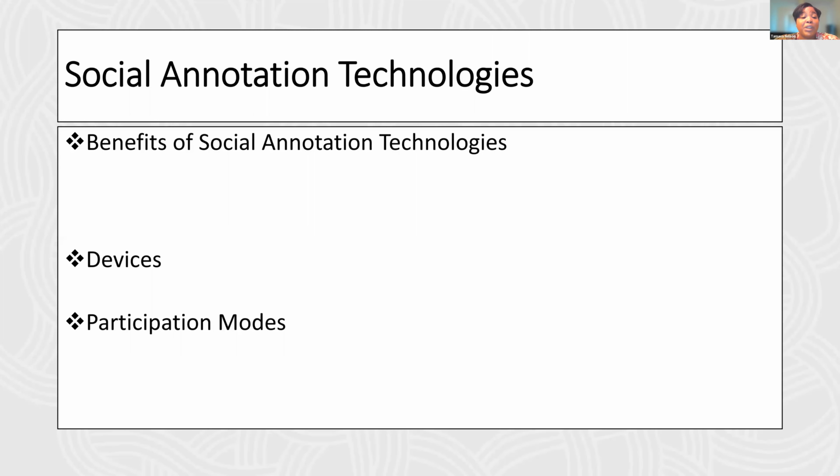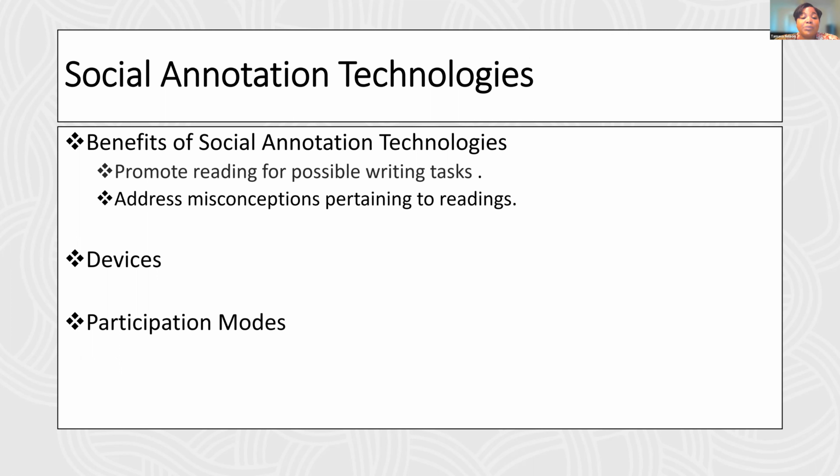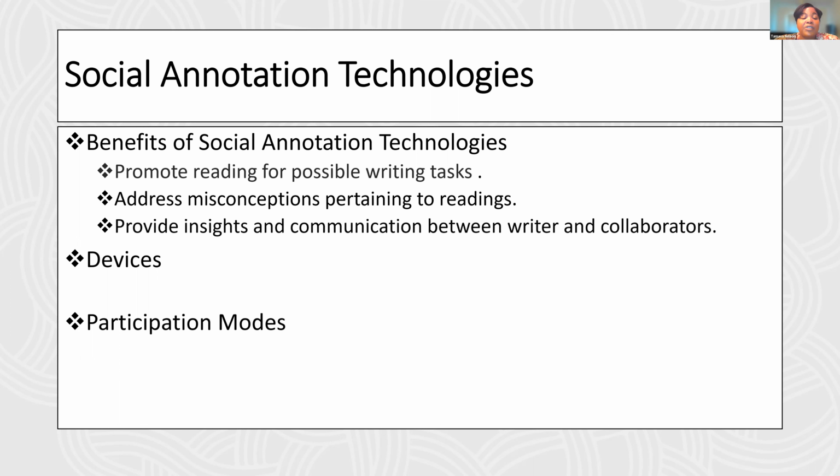So that leads us to the benefits of social annotation technologies. It can promote reading for possible writing tasks. Students are actively engaged in the reading material. Students are able to address misconceptions pertaining to readings. They're also able to provide insights and communication between the writer and collaborators.